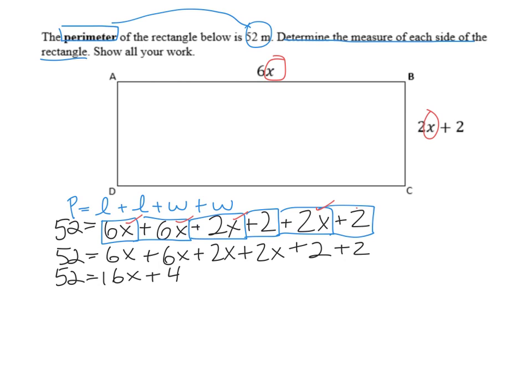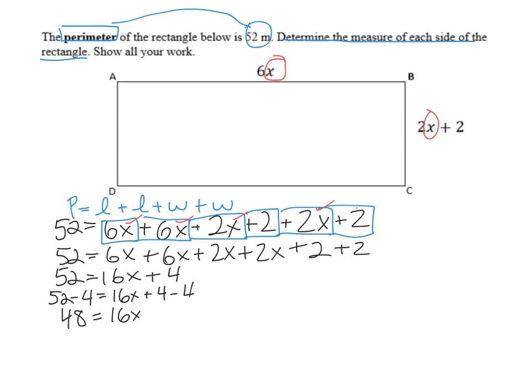So now I have this, 52 equals 16x plus 4, and now I'm just looking at what is a basic two-step algebraic equation which we learned about in the previous unit. To do this I need to isolate x, and to isolate x I need to get rid of the 4 that's on the right side. Using the zero principle, I'm going to subtract 4 from both sides, so I get 52 minus 4 equals 16x plus 4 minus 4, and then I get 48 equals 16x.